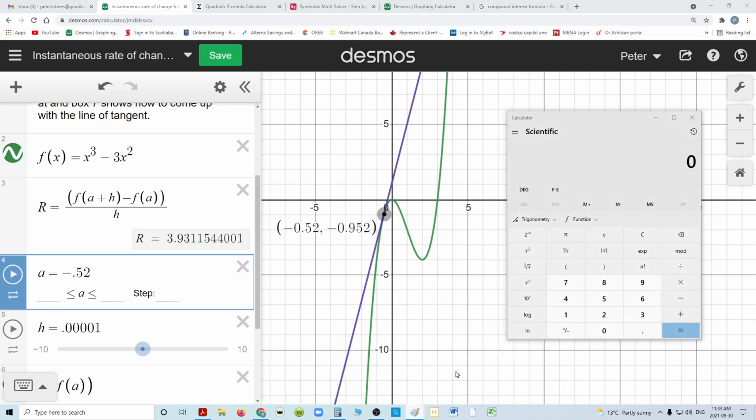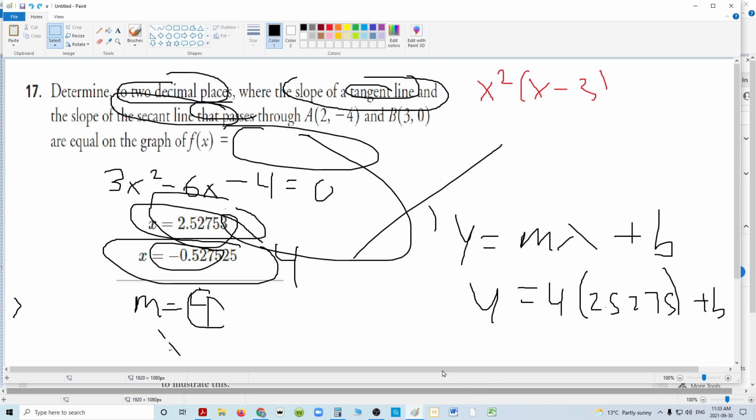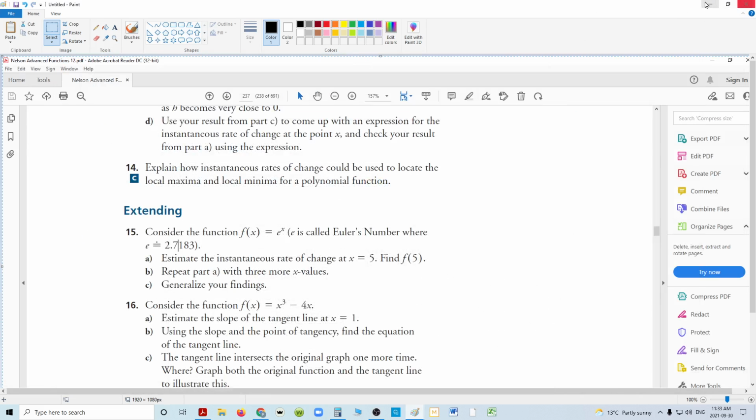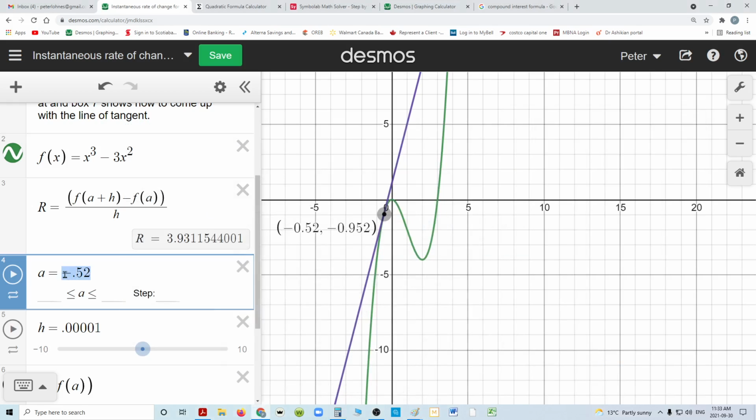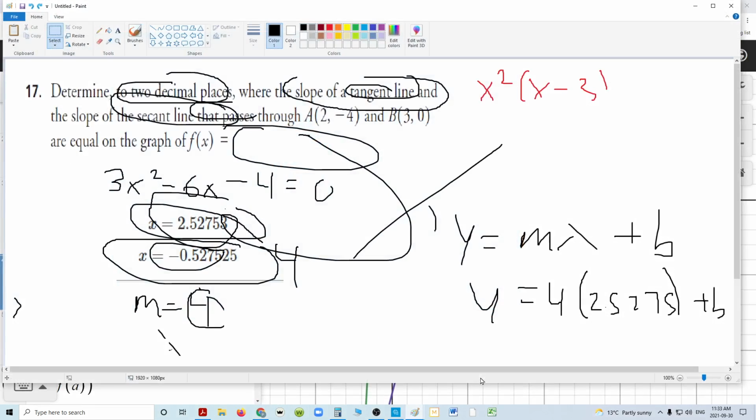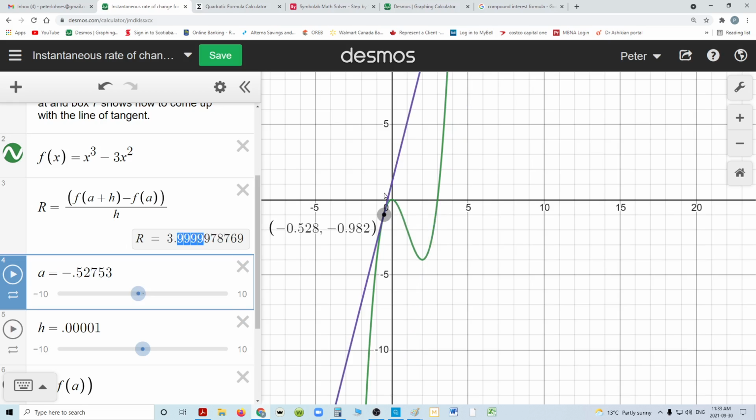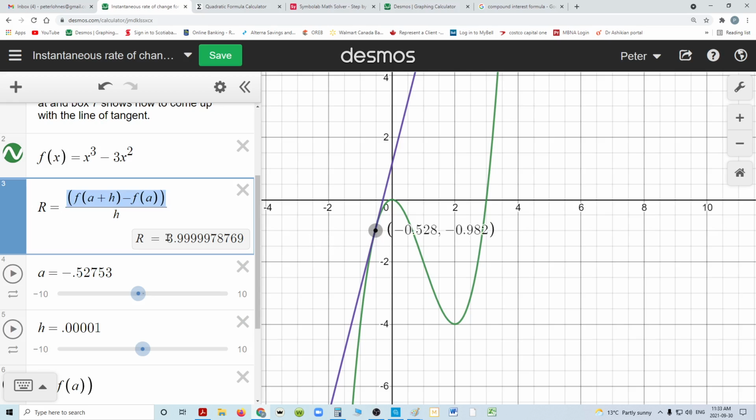where are we? 2.52753. 2.52753. I will get much closer to 4, see? It's just my rounding error, because that 7's a big deal. And then when I take the negative of it, I get also very close to 4. So you can see, even using this, I get it.